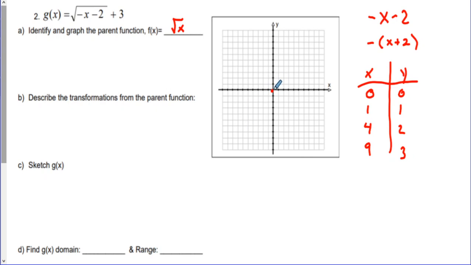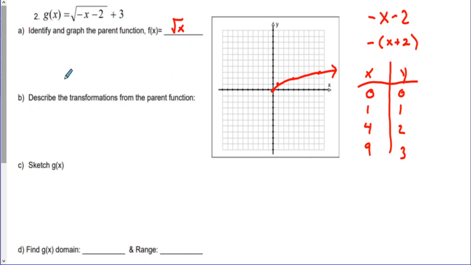So I'm going to start off at 0, 0, and then 1, 1, 4, 2, okay, and 9, 3. And we get this, I call it the shooting star, right? It starts off at 0, 0, and it goes up and to the right and travels forever that way, okay? So that's our graph and our parent function, okay?